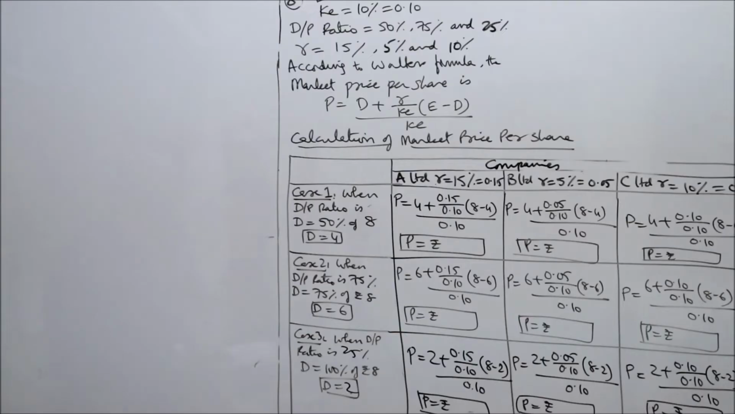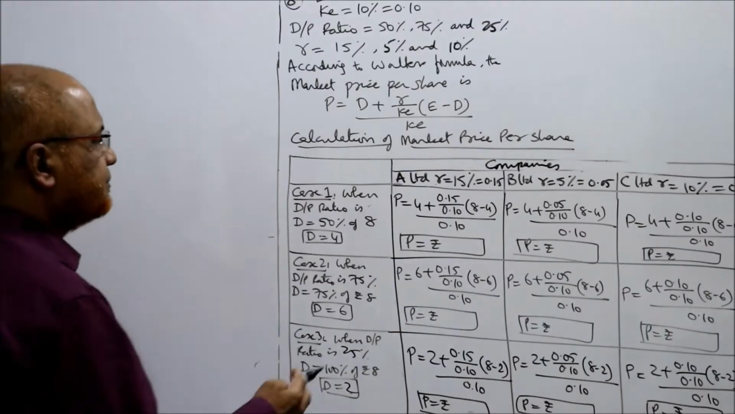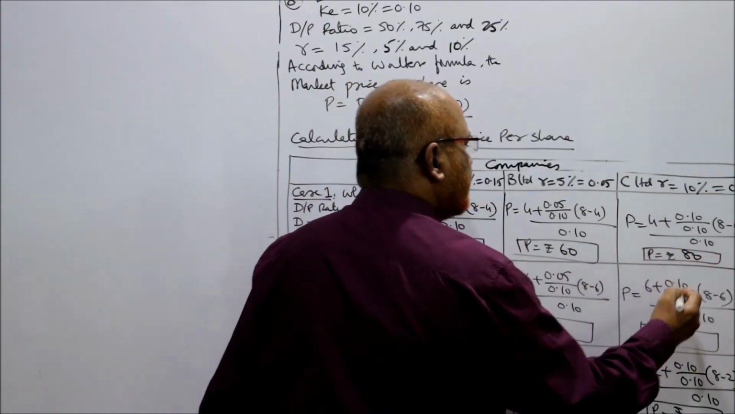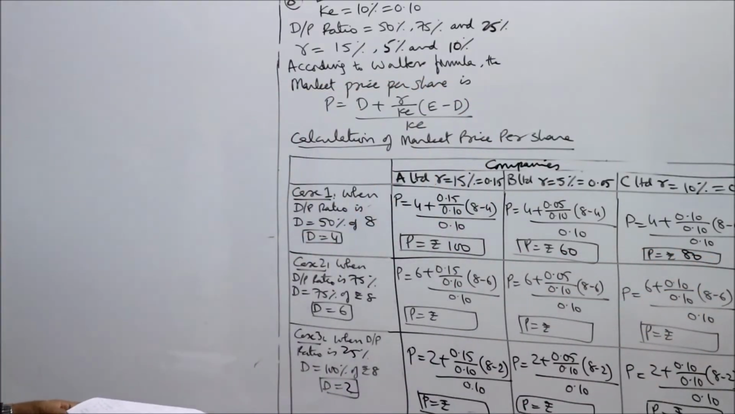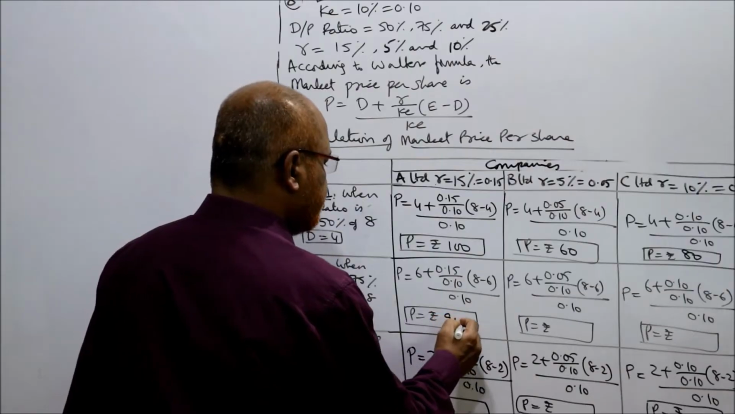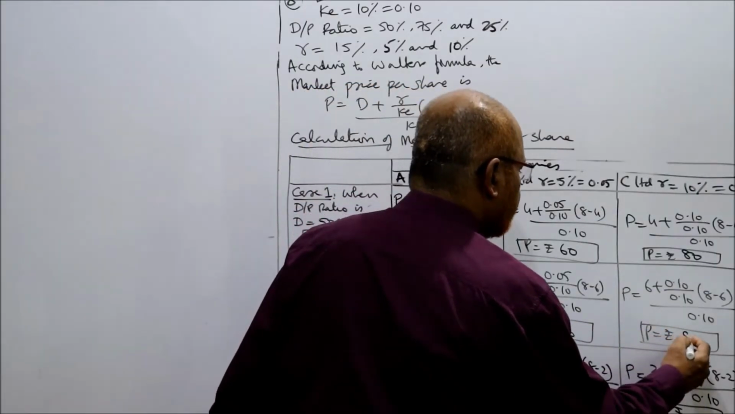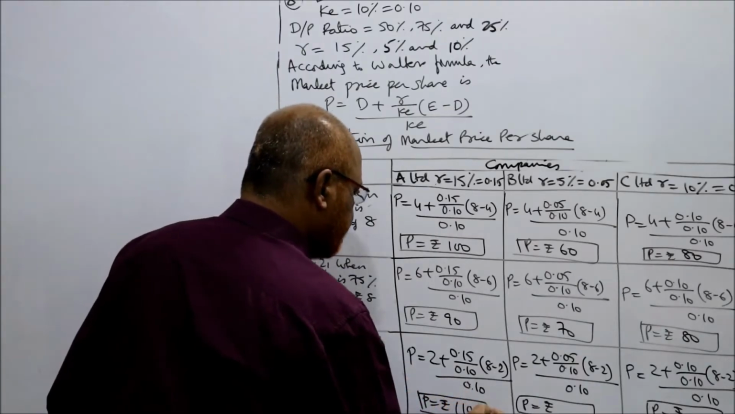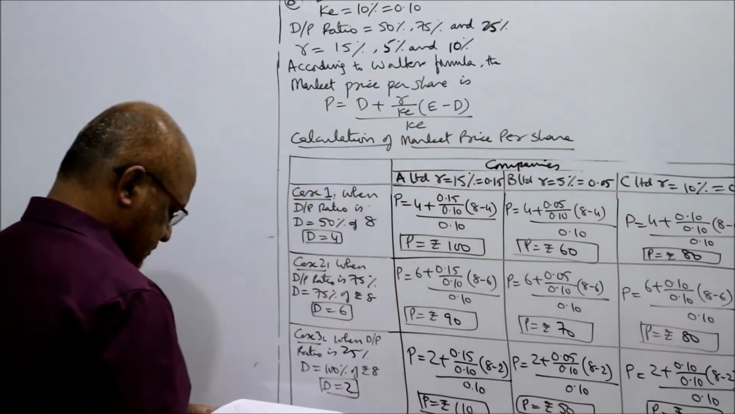So it comes to 160, 80. Make your own calculations and check. 90, 70, 80. Last one is 110, 50, 80.